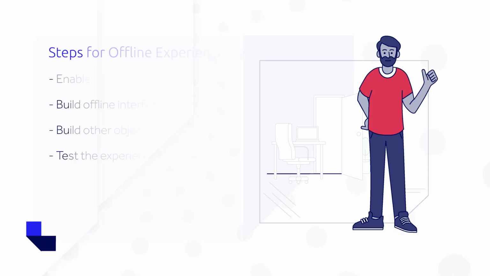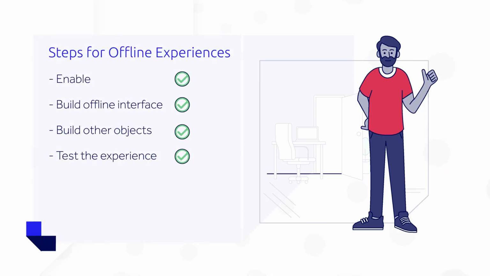In this video, you learned that offline apps should be designed for offline use first. You also learned the 4 steps to take to build and test an offline interface. Enable offline experiences. Build offline interfaces according to data handling and compatibility best practices. Consider and build other parts of your app and test your offline experiences.